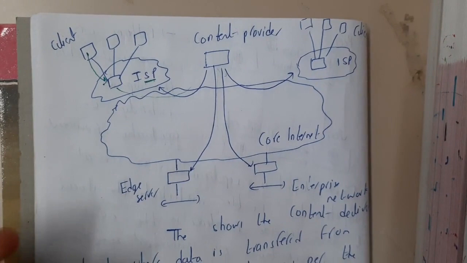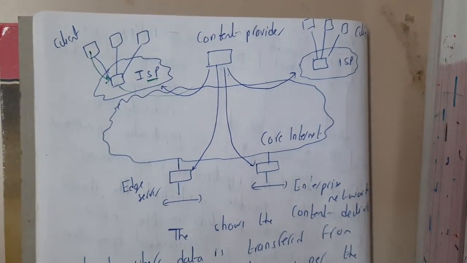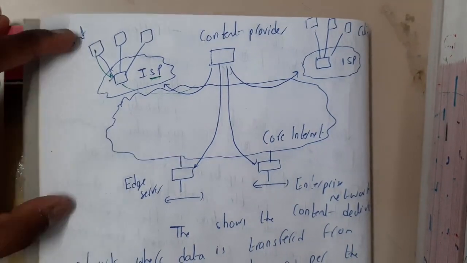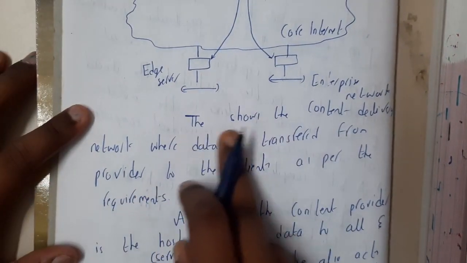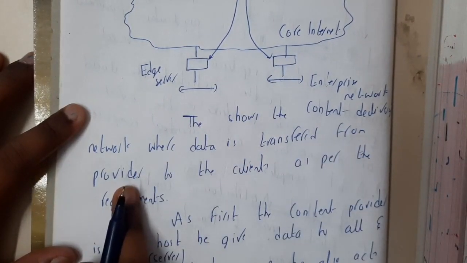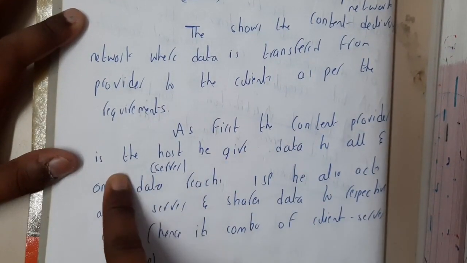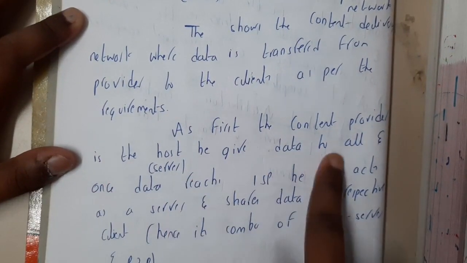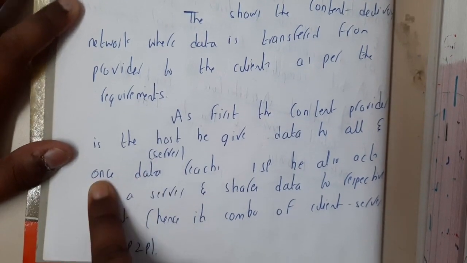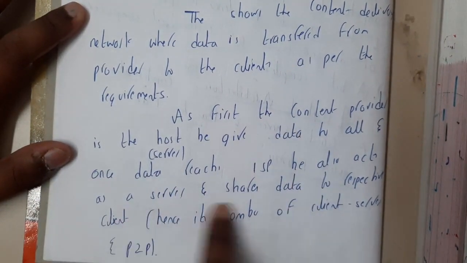There you can find everything. Inside them there are also caches and many other concepts, guys. It works in this way, where data is transferred from the provider to the clients as per the requirements. At first the content provider is the host. He gives the data to all at once. The data reaches the ISPs, and they can also acknowledge.